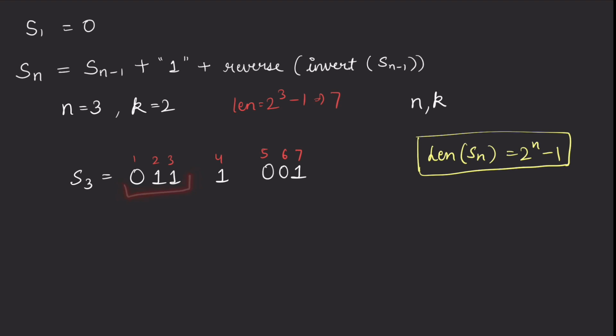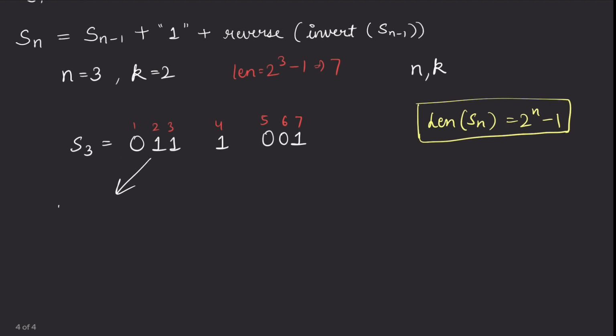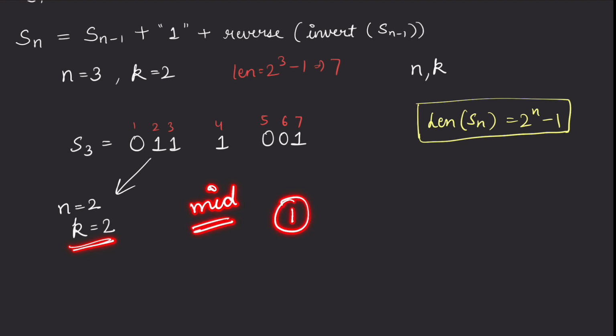Now what is this string? This string is nothing but S2, that is S of n minus 1. So now your problem reduces to finding the kth bit in the n minus 1th string. You saw that your k is lying in this range, and this is the previous string. So now you will have a recursive call for this, and your n will become 2 and your k will remain 2. Then again you will identify the string's length and check whether the k is pointing to the mid element or not. If it is, you will simply return 1. Otherwise you will check whether it is lying in the starting or ending part, and accordingly you will proceed.